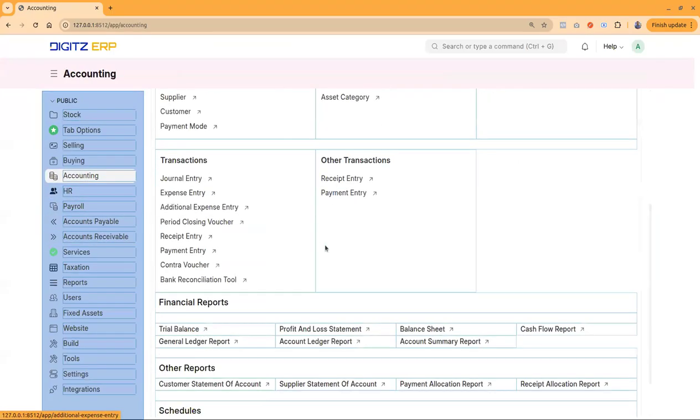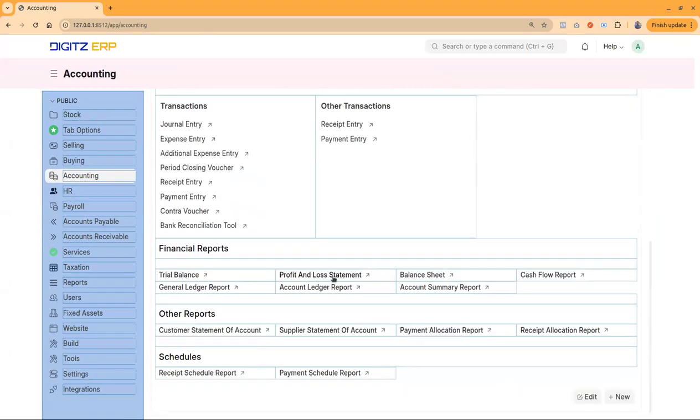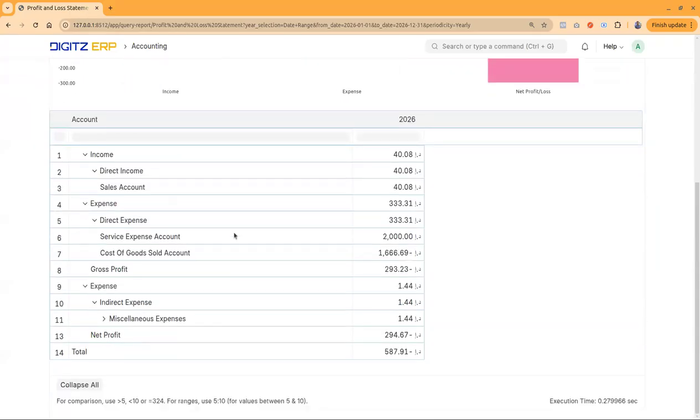So go into accounting and see the profit and loss account. Here we can see that the service expense is reflected, and the sales are also reflected here. And you can see that the cost of goods sold is also reflected. This is the inventory-related cost of goods sold, and the service expense, whichever service account is configured in the item master, is reflected. This is how the inventory and the service purchase are reflected in the P&L.